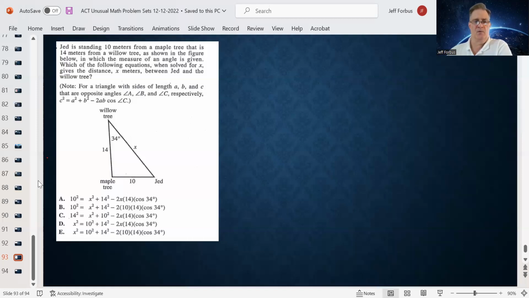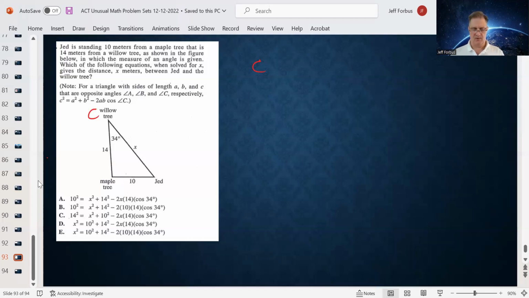So which of the following equations, when solved for x, gives the distance between Jed and the willow tree? Okay, so let's take our equation, and I'm going to rewrite it here. Well, before I do, I want to do something. I want to label the angle as C, because they've got the angle listed as 34 degrees in all our answer choices. So I'm going to label it 34 degrees. And I'm going to label it C.